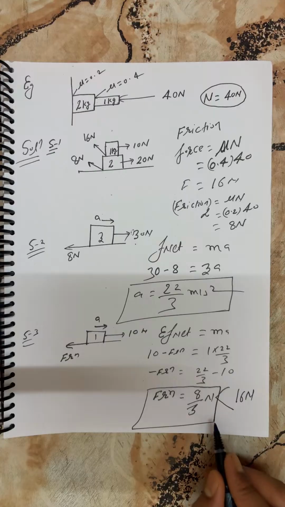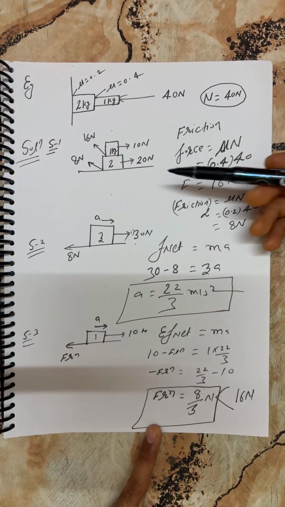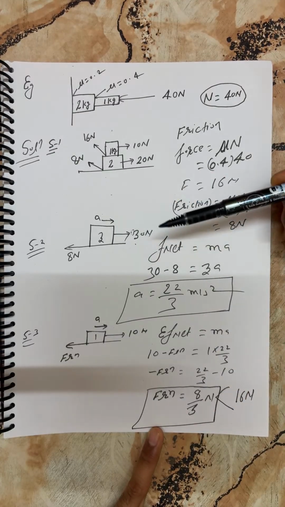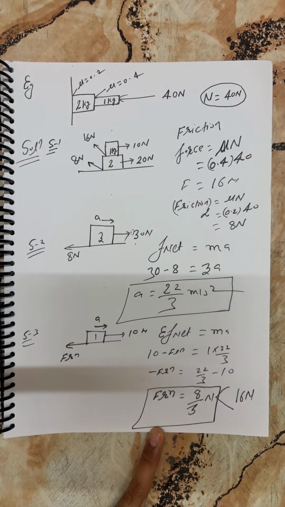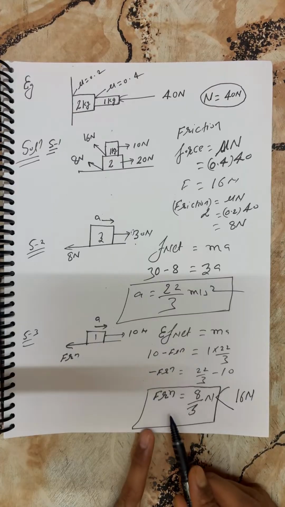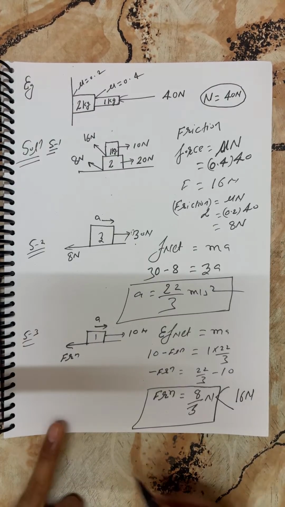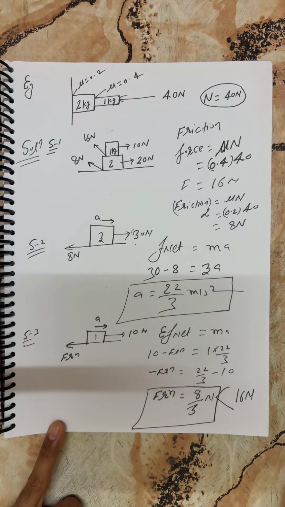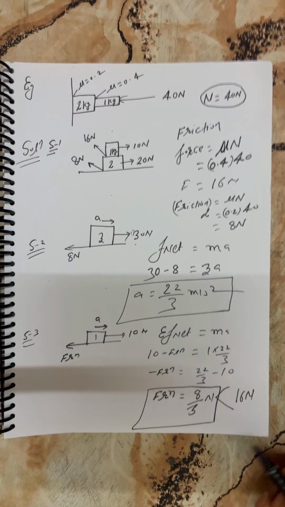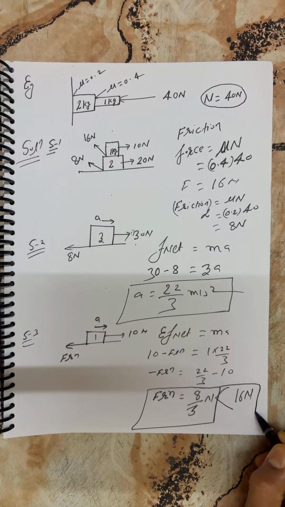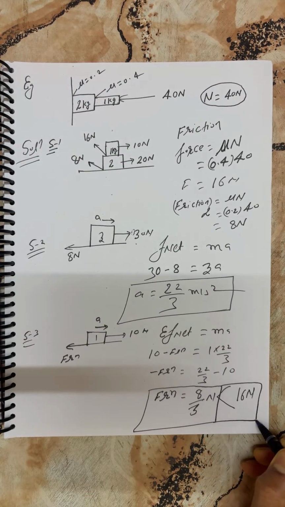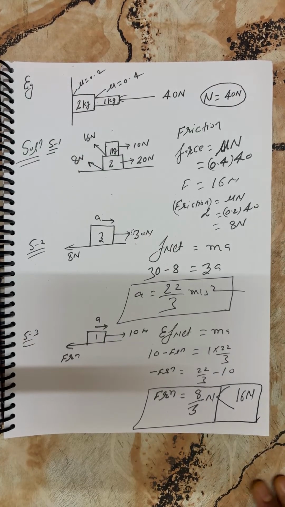So what do we consider here? We considered the entire block moving together. It's true only because we calculated the friction force and what we got is 8 by 3, which is less than 16 Newton. So what we considered here, your assumption, is correct. Yes, very good.